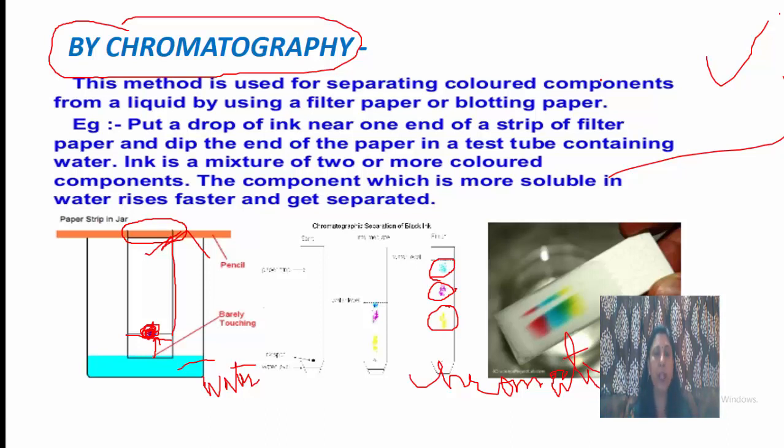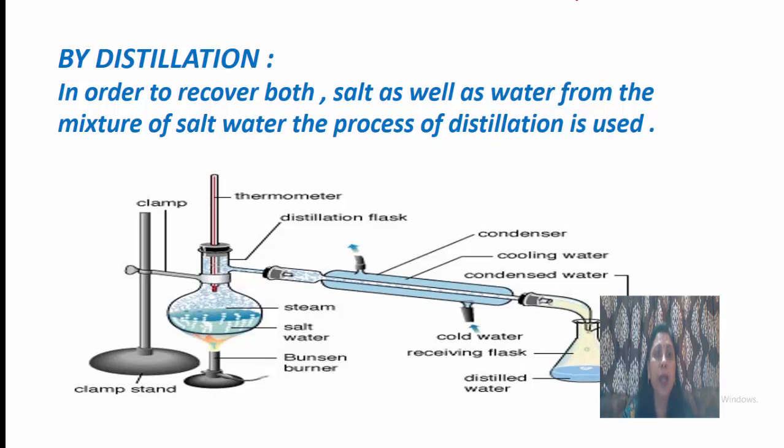Now, chromatography is very useful where it is used to separate solutions of colored substances, dyes and pigments. It is also used in forensic science to detect and identify trace amounts of substances like poisons in the contents of bladder or stomach, and it is also used to separate small amounts of products of chemical reactions. Okay. Now next is by distillation.